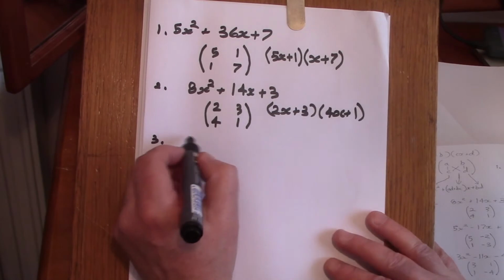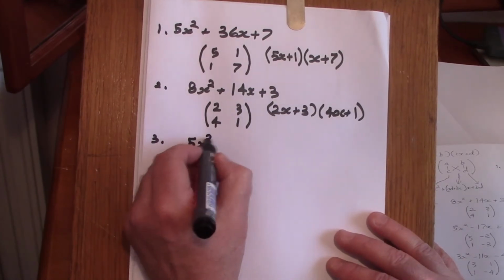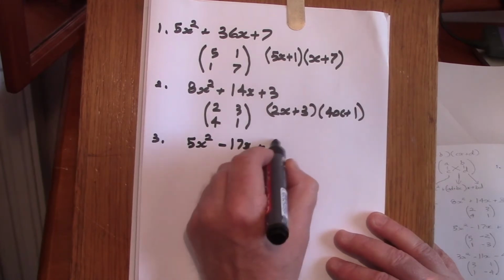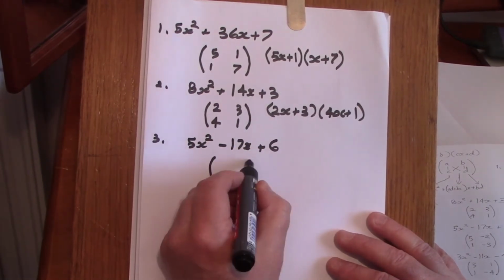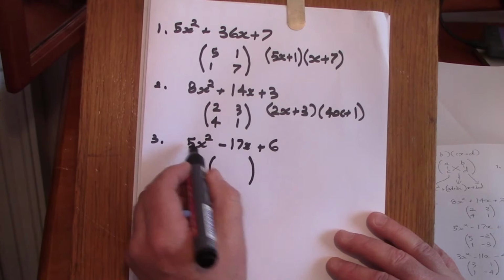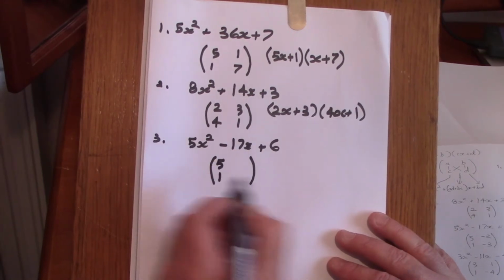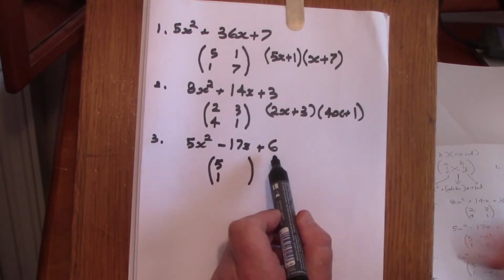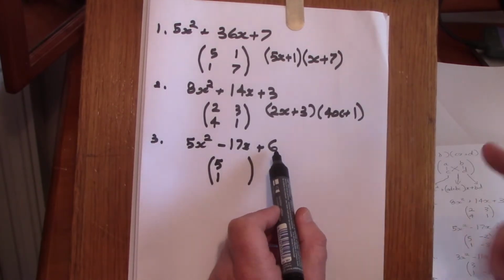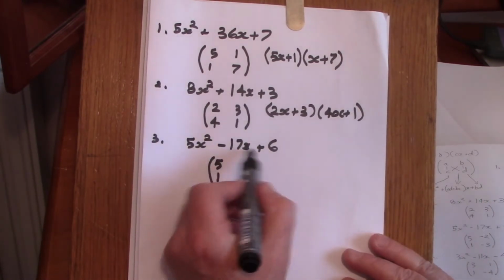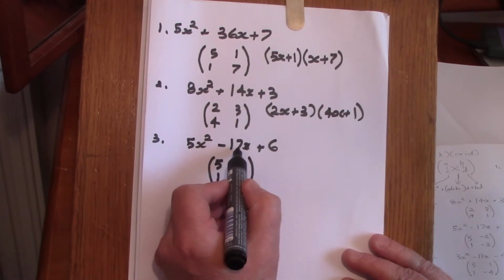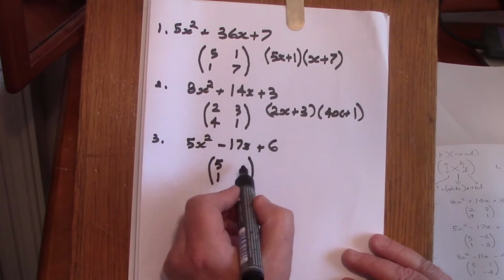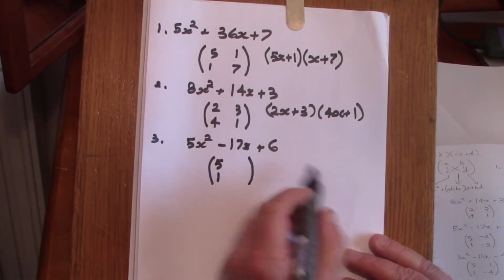Example 3, 5x squared minus 17x plus 6. Here again we see that 5 is prime, so we'll start with a 5 and a 1. And 6 we have two pairs of factors, 1 and 6 and 2 and 3. Note here that we've got a negative 17 and a plus 6.